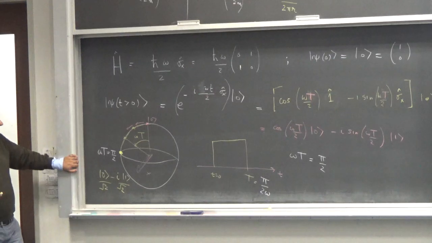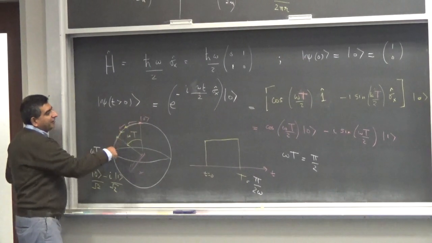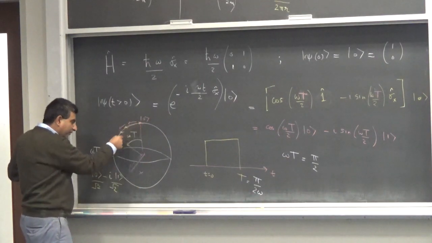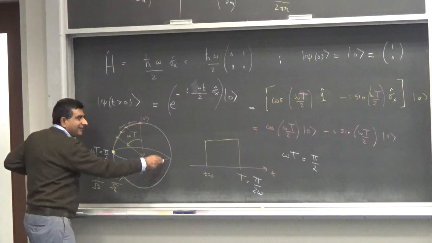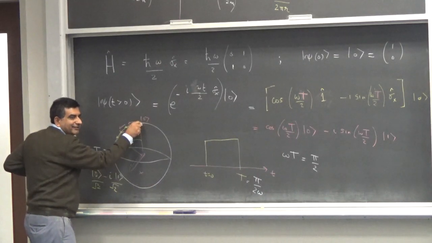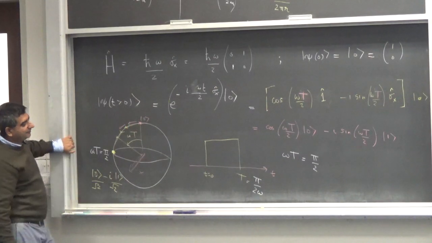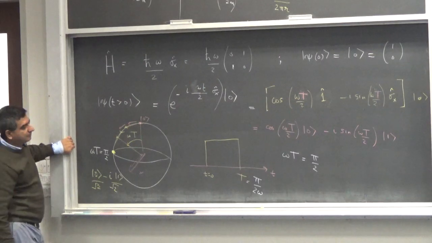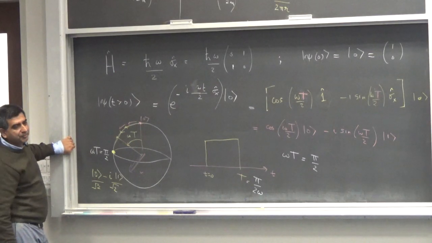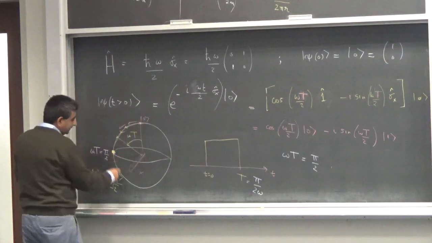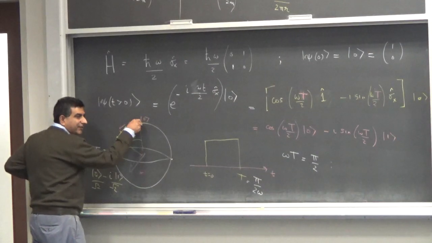And if you stop here, you will end up somewhere here, you will get the corresponding state. If you keep on going, you just keep on moving on this big circle. After how long will you get back here? When omega t is, is it 2 pi or pi? Okay, just hold on. This is omega t is pi by 2, this is pi, this is 3 pi by 2.